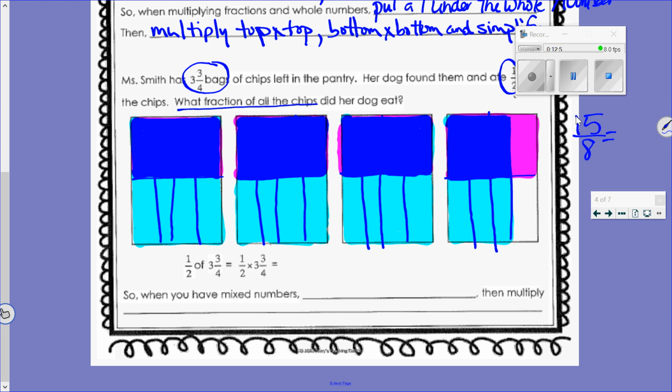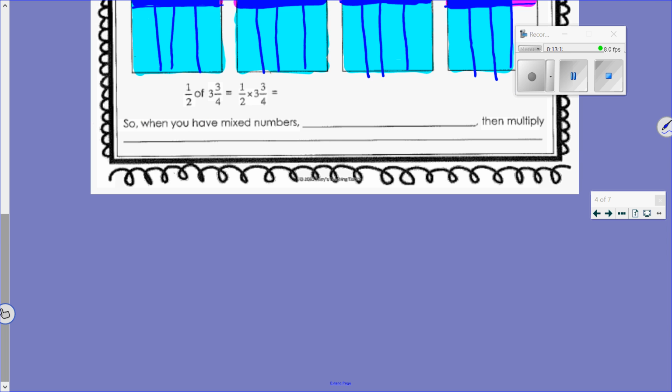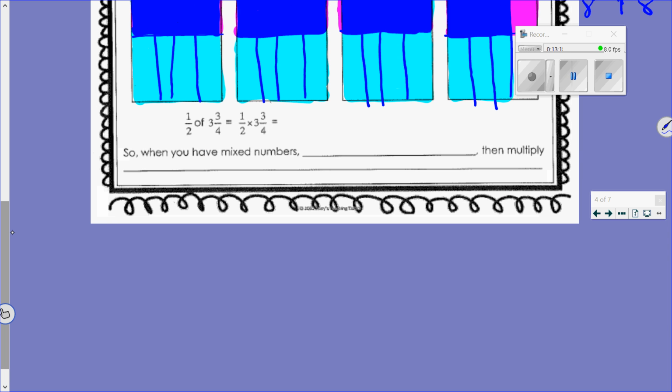So the same thing we did before, we now need to simplify. How many times will 8 go into 15? 1 with how many left over? 1 with 7/8 left over. Does everybody see that? So mathematically, what did we just do? Mathematically, we took our half and we multiplied it by 3 3/4 times.